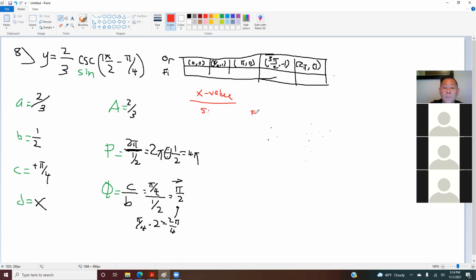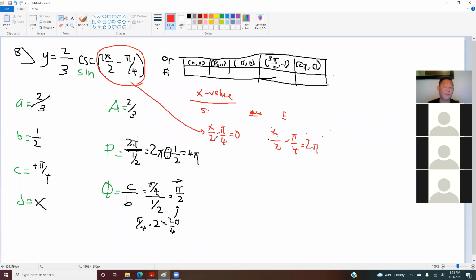So what is your Bx minus C in this case? The one inside your parentheses. So you have to take x over 2 minus pi over 4, and make that equal to 0. That is where you start. And then you make this equal to 2 pi, where it ends. So this is the starting and ending point for your x value for your final points.